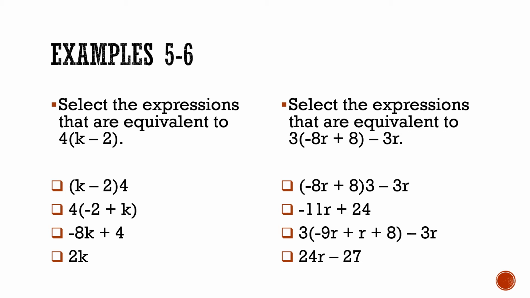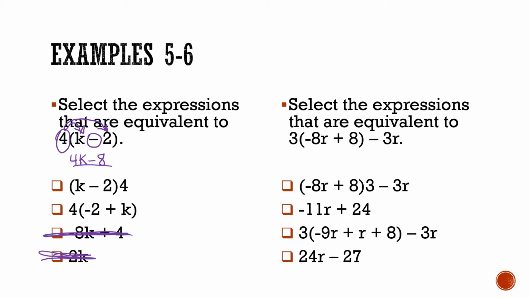Okay, we're going to distribute the 4. So 4 times k is 4k. Bring down your minus sign. And 4 times 2 is 8. So we're looking for 4k minus 8. Obviously, it cannot be 2k. The a is negative, but it does not have a k on it in our answer. So we can go ahead and eliminate that one.